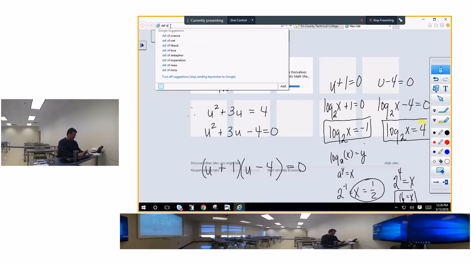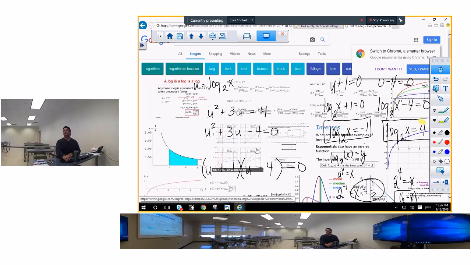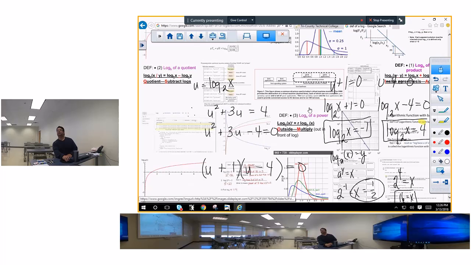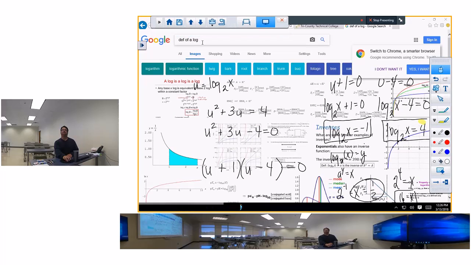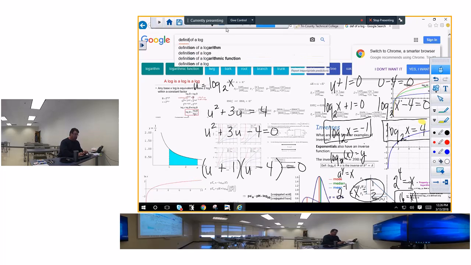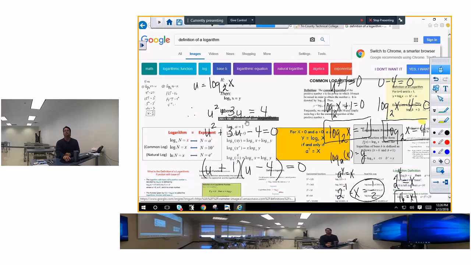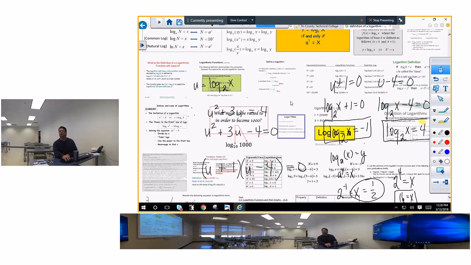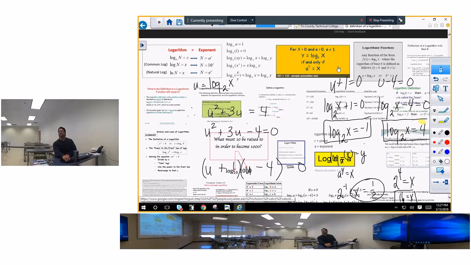Definition of a log. And definition of a log will give us, where's the definition of a logarithm? There it is. Well, that's not the one I'm looking for. Where is the definition of a logarithm? Sometimes Google can be a pain. Definition of a logarithm. Well, right here. Here's the definition of a logarithm. Make sure I did that right.